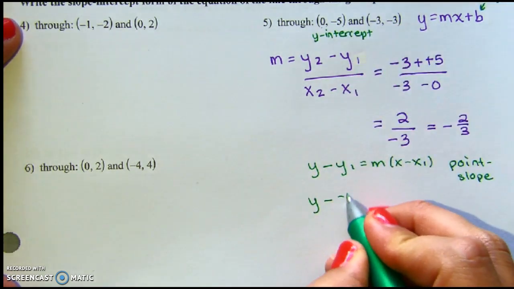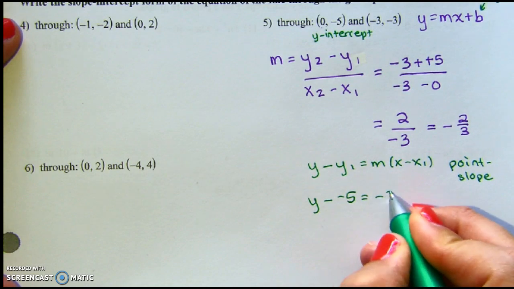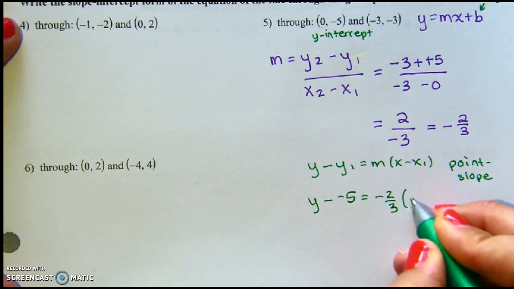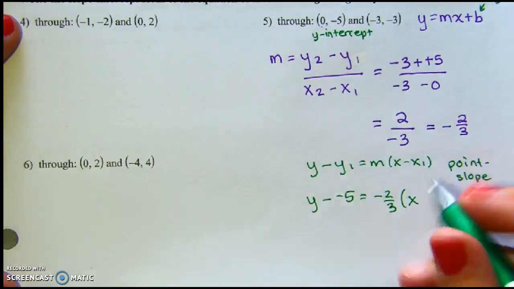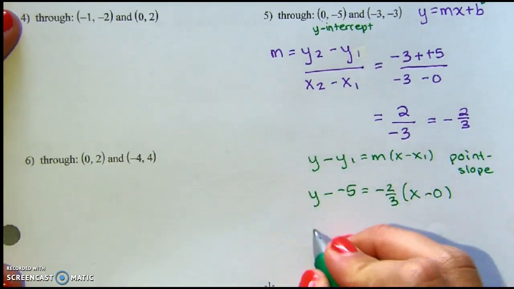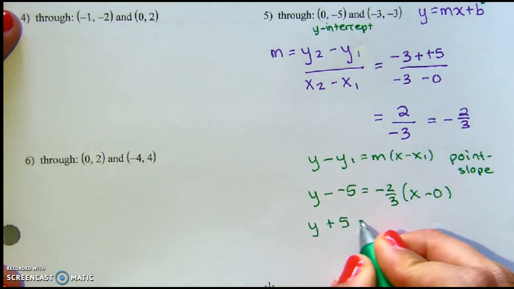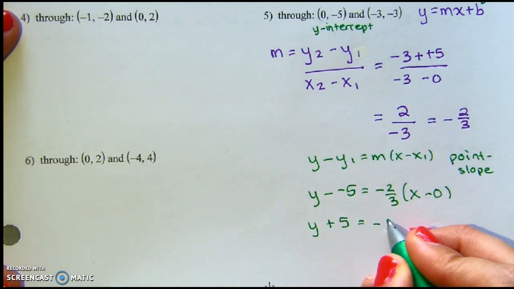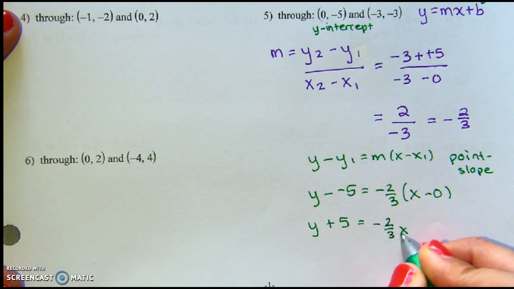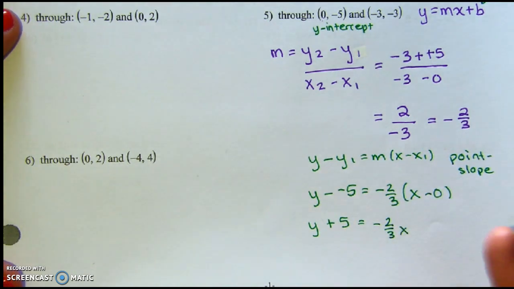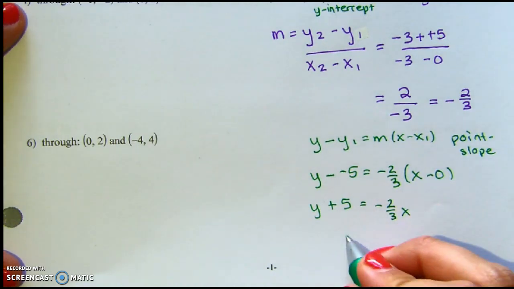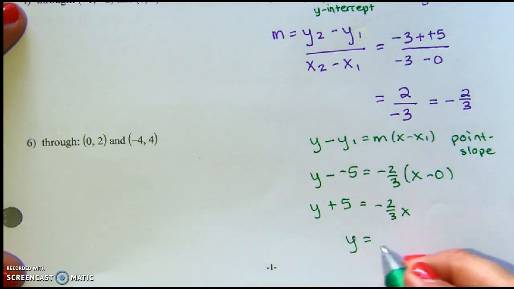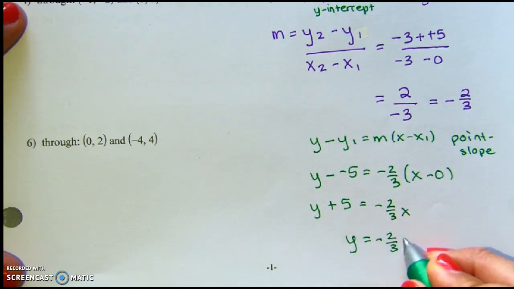So our first y value is -5 equals the slope. You keep the x and y, minus the first x value. The first x value is 0. Y plus 5, distribute the slope, and we get -2/3 x, but -2/3 times 0 is 0. So now there's no more 0. And then how do you get y by itself? We subtract 5.